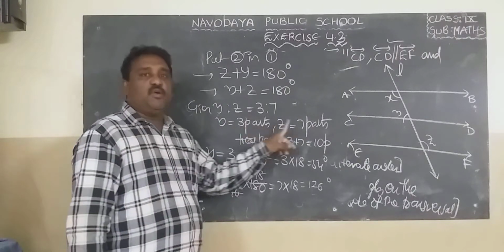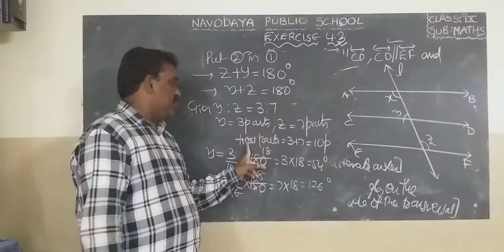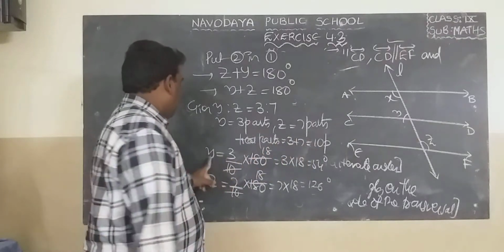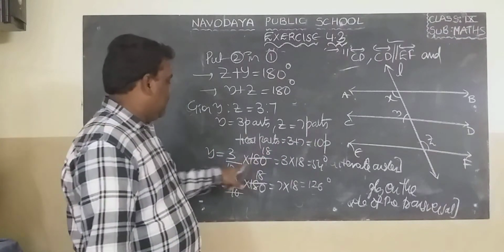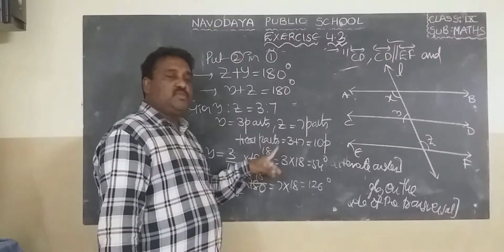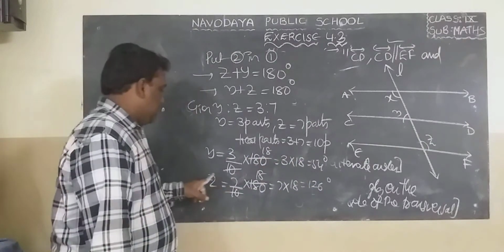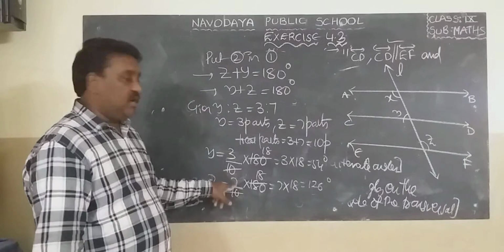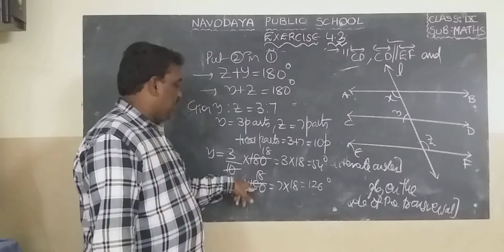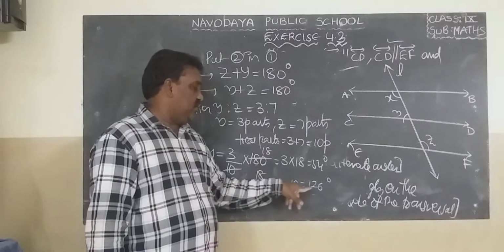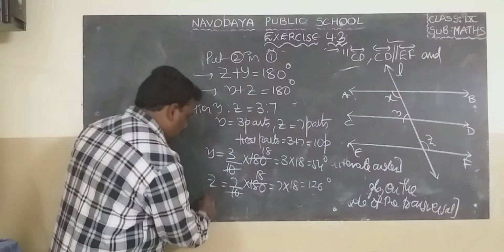So y how many parts? 3 parts. Z how many parts? 7 parts. Total 10 parts. Y is 3 parts out of 10 parts into 180. 10 into 180, 18 times. 3 into 18 is 54. Z is 7 parts out of 10 parts into 180. 10 cancel, 180 cancel, 18 times. 7 into 18 is 126.